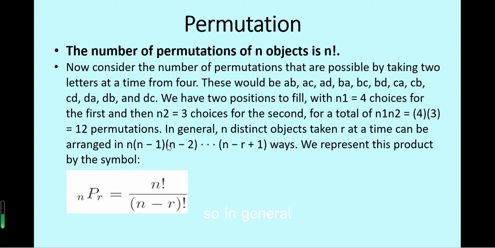permutations. In general, n distinct objects taken r at a time can be arranged in n times n minus 1 times n minus 2 until n minus r plus 1 ways. We can represent this product by the symbol nPr, which means the permutation of n objects selecting r from these n objects. So there are in total n factorial divided by n minus r factorial ways.